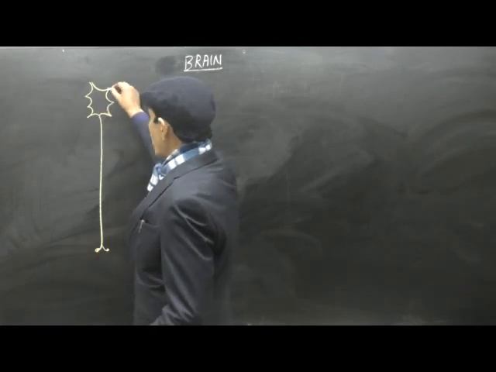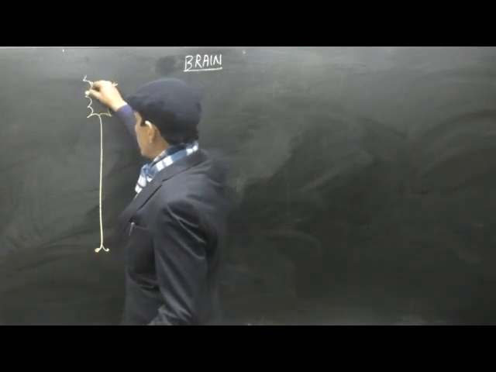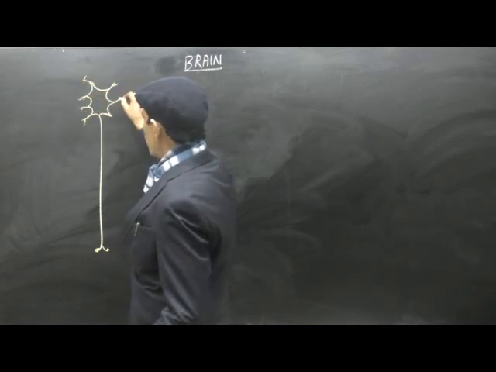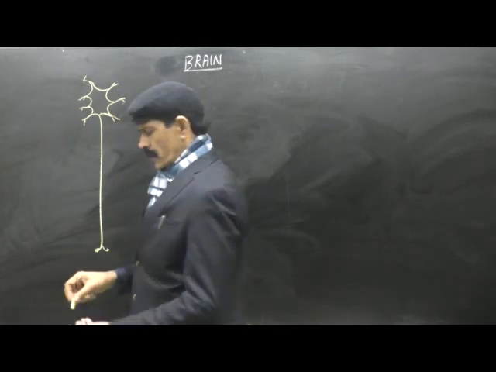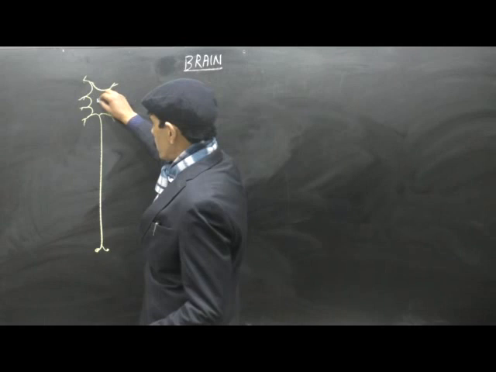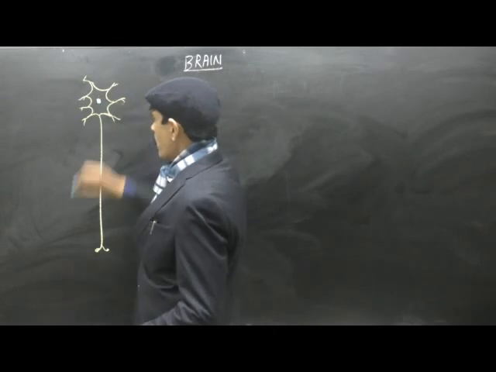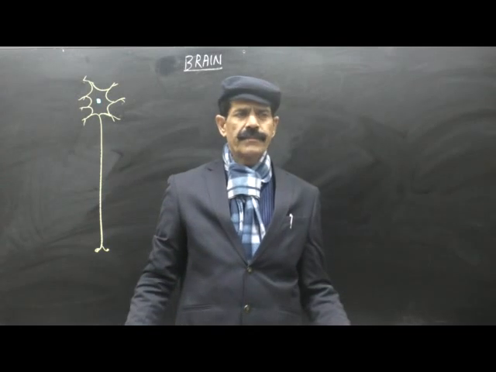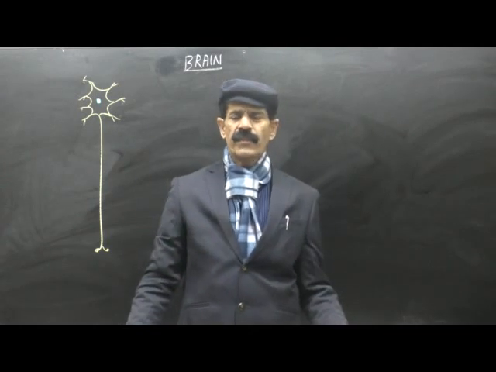Or the nerve cell, that is the neuron. And the brain is made up of grey matter and white matter. So every part of the nervous system is made up of grey matter and white matter.